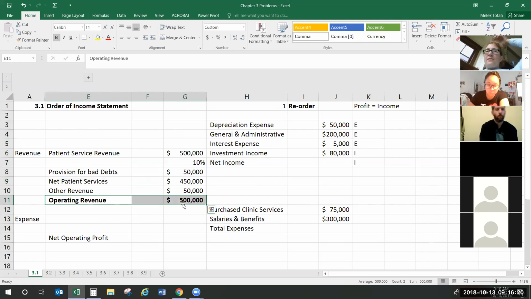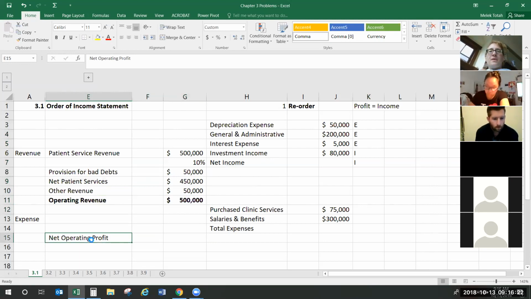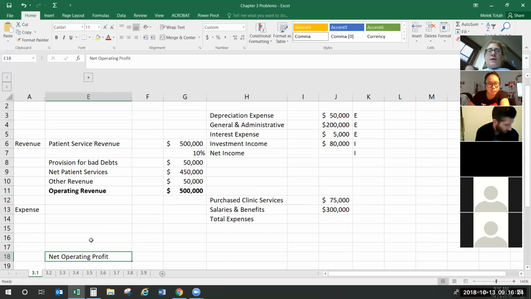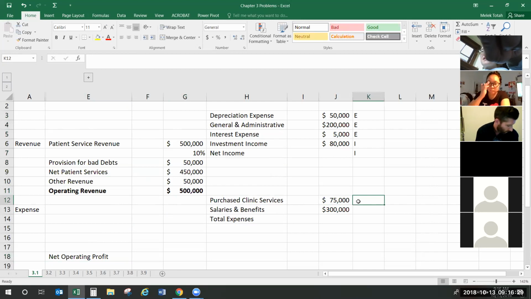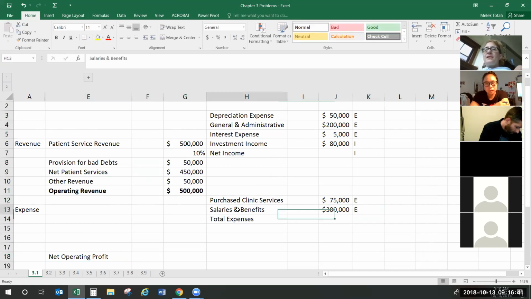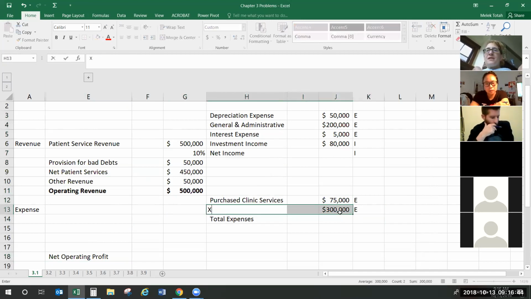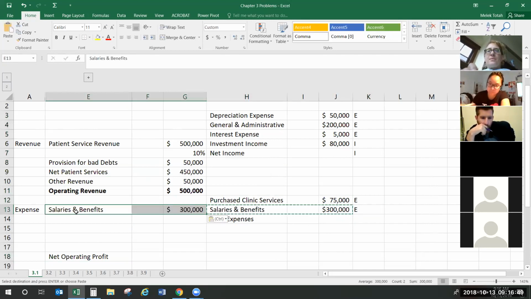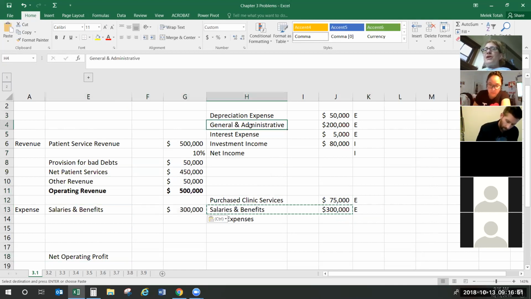And now let's just go ahead and put the expenses in here. So what do we put in here first? We have a few expenses. We didn't go down here yet, but the purchase clinic services, would that be expense? Yes. And salaries and benefits expense? Yes. Okay, so let's go ahead and put these in. Usually salary and benefits are first. When we're talking about expense, we usually put that as a first expense. So we'll put that there. And then usually general and administrative come next.